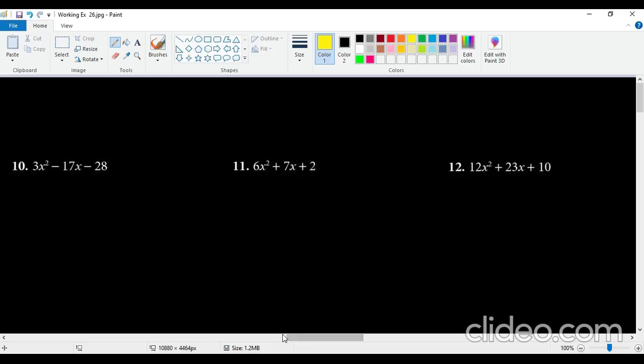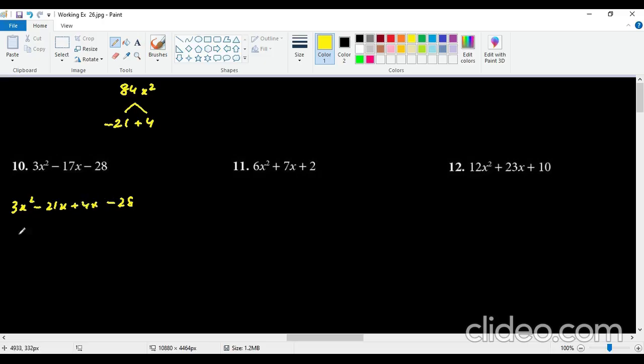In question number 10, I can see that 28 times 3 is going to give us 84x square. I will split this into 21 times 4, and minus 21 and plus 4 is going to give us a negative 17. So I will write the first one as it is and minus 28 as it is, no change, and I will write minus 21x and plus 4x this way.